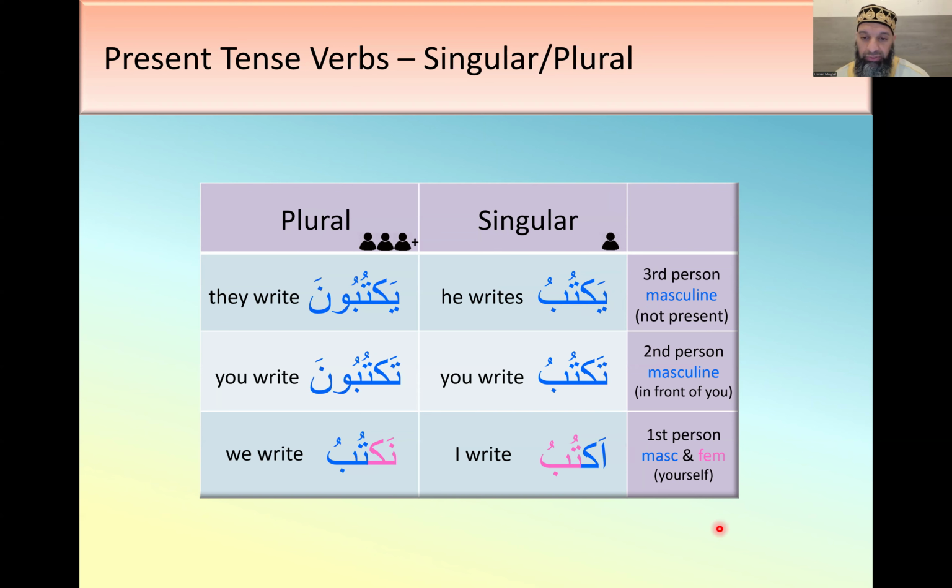This is just showing you that masculine and the feminine ones appear here. We haven't done the feminine third person or feminine second person because they're tricky and they don't occur so much. So we'll leave that to level 2, inshallah.